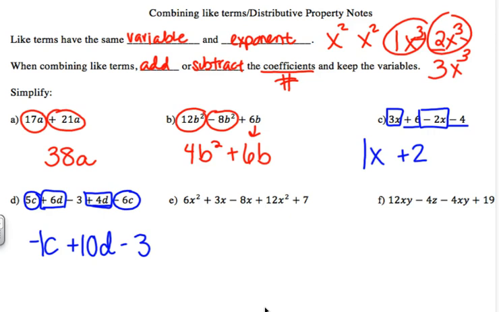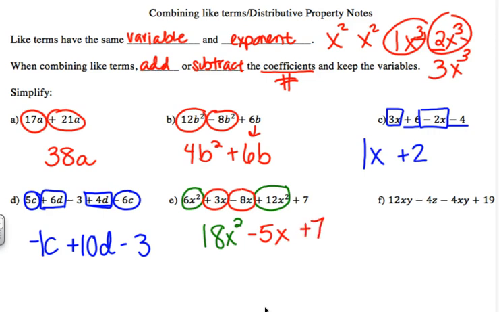All right, let's take a look at E together. You could probably do it on your own, and if you wanted to, go for it. But I have a 6x squared, and then I'm going to pair that with a 12x squared. 6 plus 12 would be 18. I'm going to drop down my x squared, and then I'm going to look at my other like terms. A 3x and a negative 8x are going to be like terms. So 3 take away 8 is going to be a negative 5. Drop down my variable of an x, and then I'm left with that plus 7, so I'm going to drop it down.